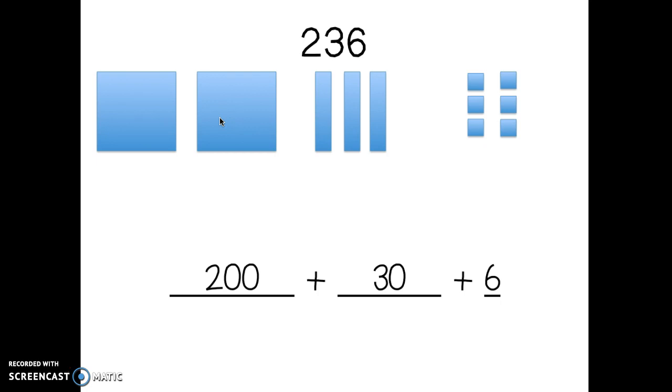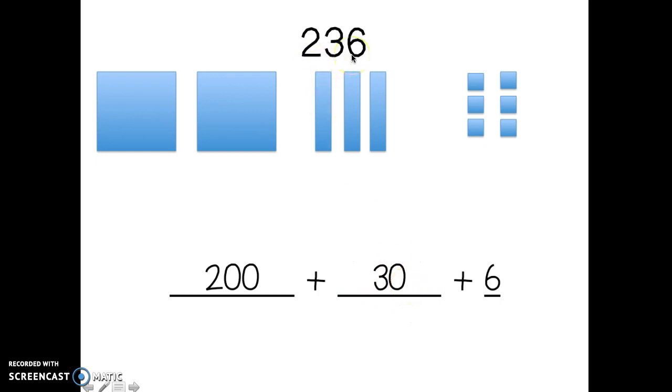Yes, as you can see right here, we have the 2 squares that are worth 200. Let's skip count them together. 100, 200. Great. Now let's look at the tens place value. We have 3 tens blocks. We'll skip count these by tens to get our value of what the 3 is. 10, 20, 30. So 30 will be down here in this place value.